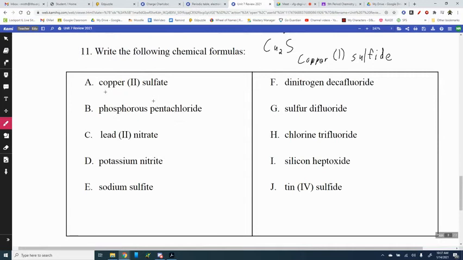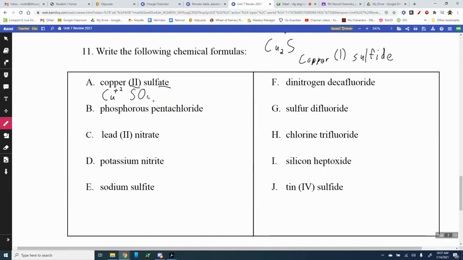So copper is Cu, and it has a +2 charge because that's what the Roman numeral says. Sulfate, okay, since it ends in ATE, that means it is a polyatomic ion. So you look it up on the charge chart. Sulfate is SO4 -2. Now, since they both are -2, we don't have to add anything extra. So that's just going to be CuSO4. They are balanced out and good to go.